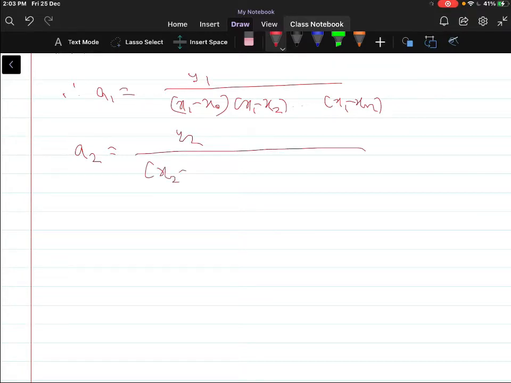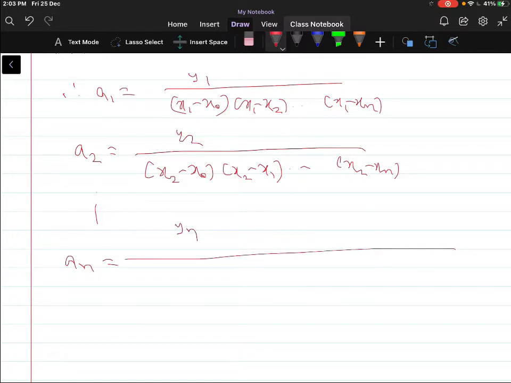Similarly, we can find a2 by taking x equal to x2. Therefore, we get y2 divided by (x2 minus x0)(x2 minus x1)(x2 minus x3) and so on, up to (x2 minus xn). Similarly, we can write an also. Therefore, an is equal to yn divided by (xn minus x0)(xn minus x1) and so on, up to (xn minus xn minus 1).